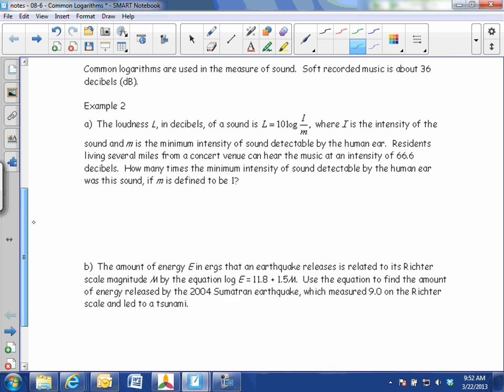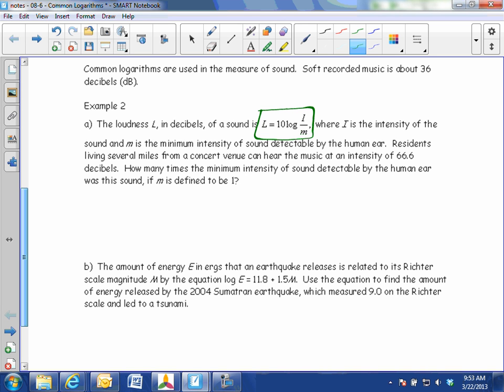All right, so it tells us the loudness L in decibels of a sound is equal to 10 times the log of I over M, where I is the intensity of sound, and M is the minimum intensity of sound detectable by the human ear. Okay, someone standing several miles from a concert venue can hear the music at an intensity of 66.6 decibels. How many times the minimum intensity of sound detectable by the human ear was the sound if M is defined to be 1? 66.6. Yeah.